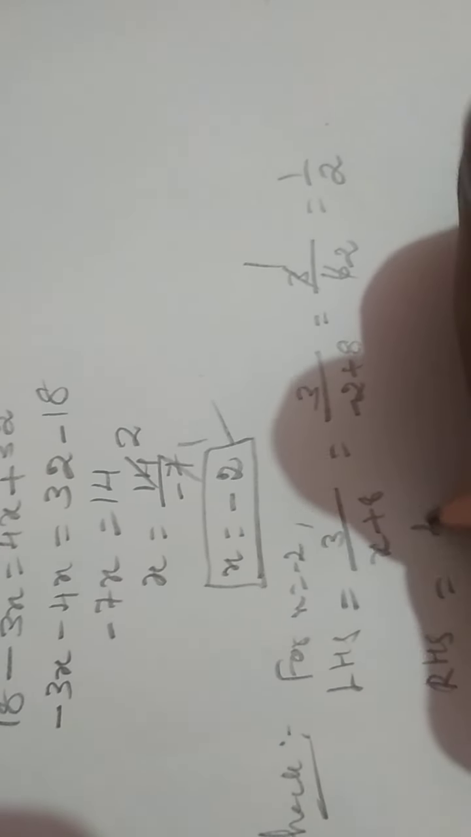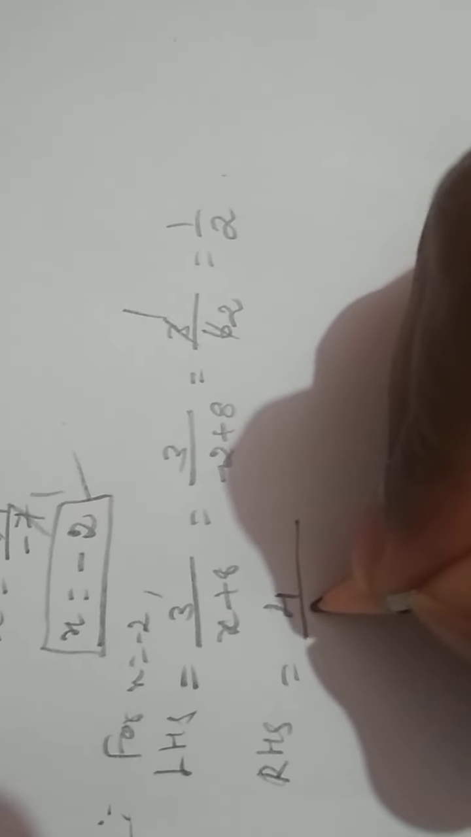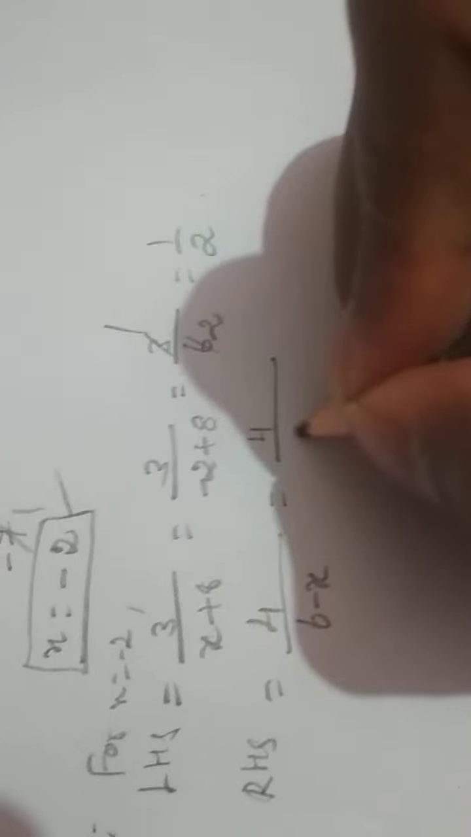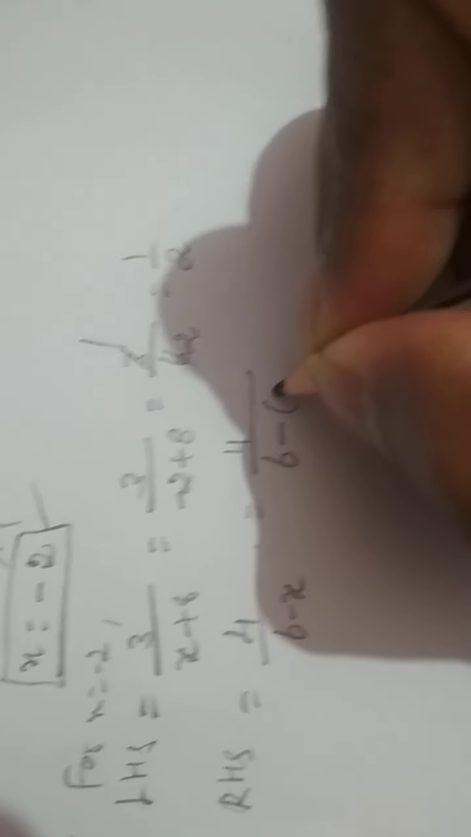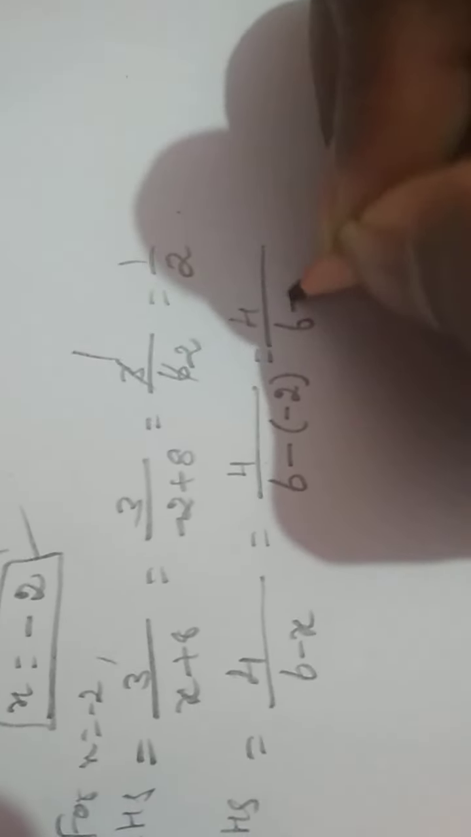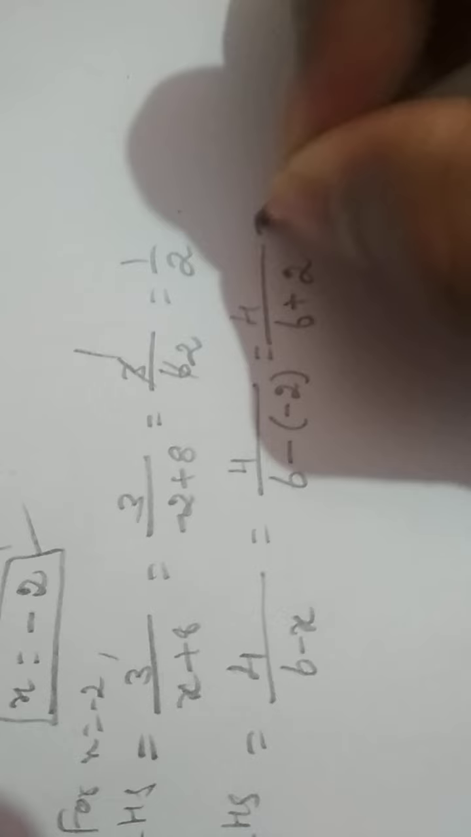Next, RHS. RHS is 4 by 6 minus x. So let's substitute the x value. 4 by 6 minus x, where the x value is minus 2, is equal to 4 by 6 minus into minus, plus 2, is equal to 4 by 8. We can simplify by 2, so 1 by 2. So both the LHS and RHS are equal.